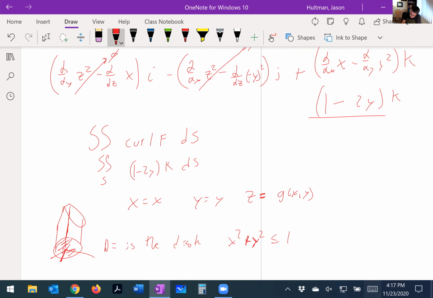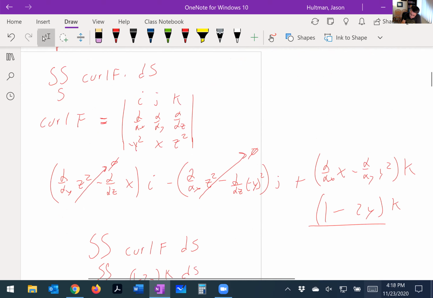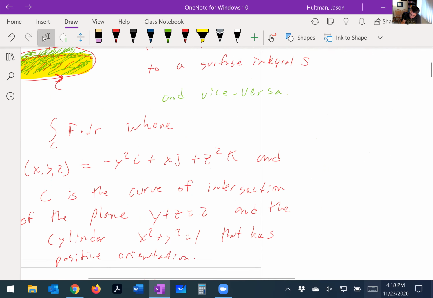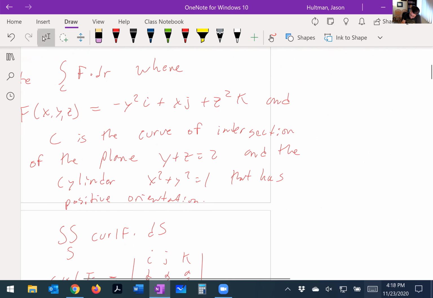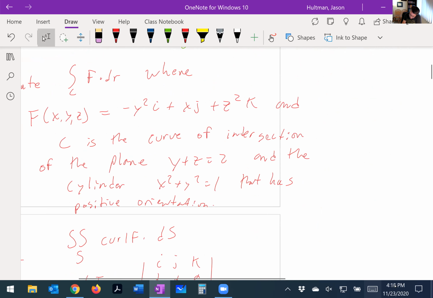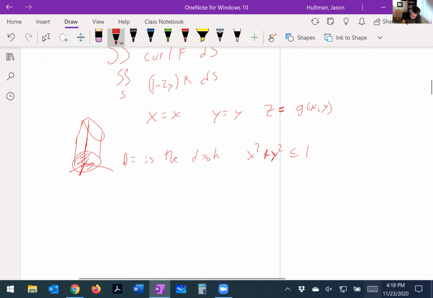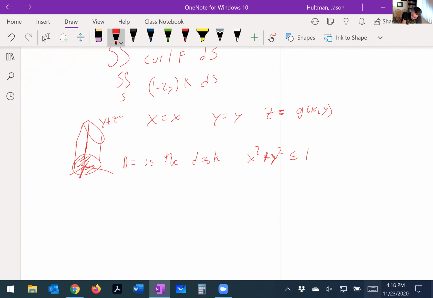And so we did have this plane as well. Where'd that plane go? This one, y plus z is equal to 2. So this plane is y plus z equals 2. If I solve this for z, I get z is equal to 2 minus y.